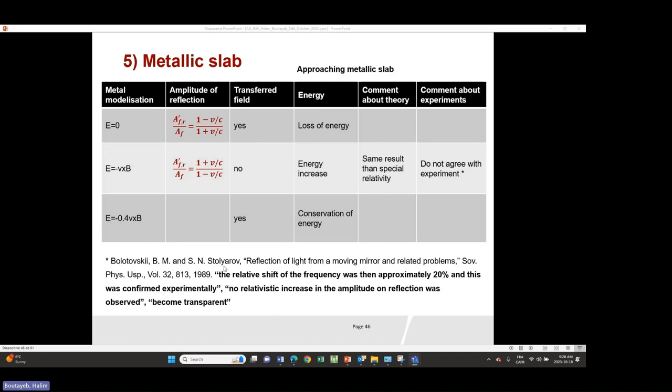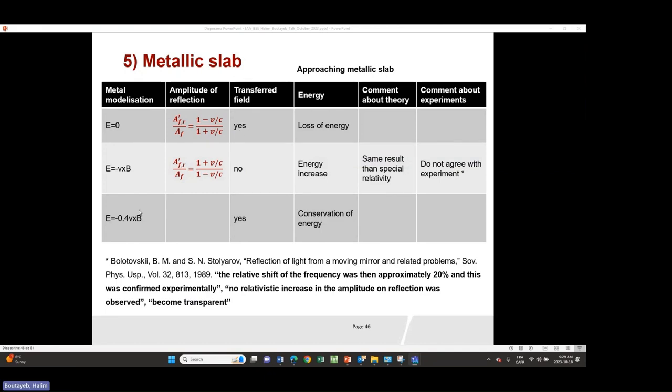For example, in this paper of 1989, they use plasma, which actually is supposed to give the same formula in terms of the Doppler effect for the amplitude and the frequency change. They found that the frequency change follows the formula, so it's really correct in terms of frequency, but they didn't see any relativistic increase of the amplitude. The amplitude doesn't increase. And they also found that the medium becomes transparent when V over C increases. That means there is a transferred field.